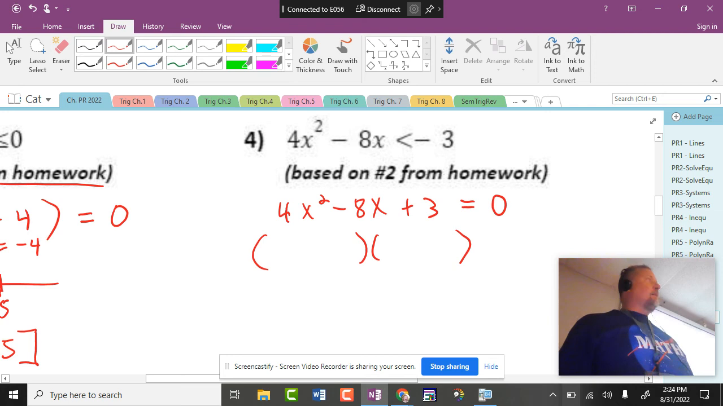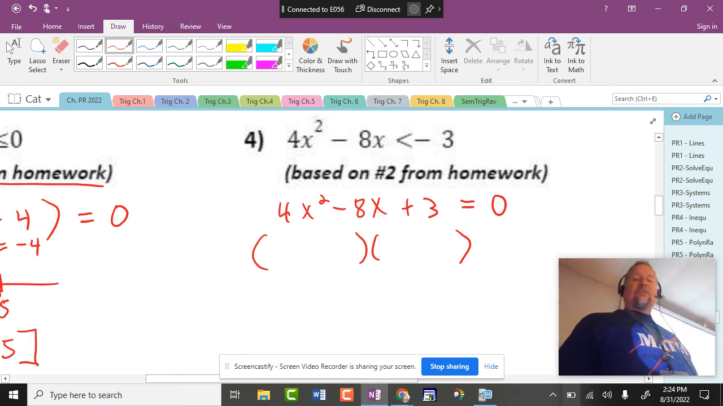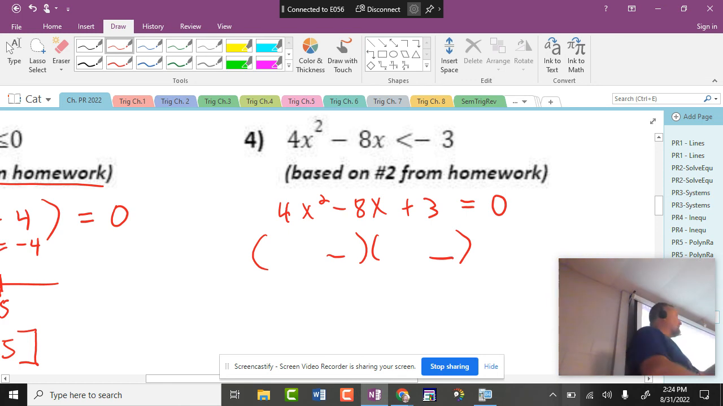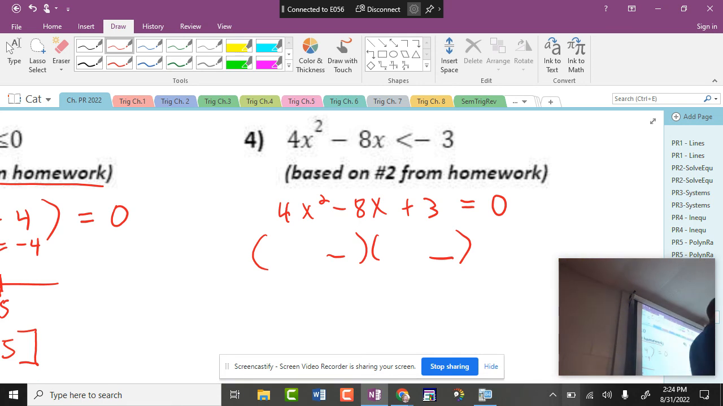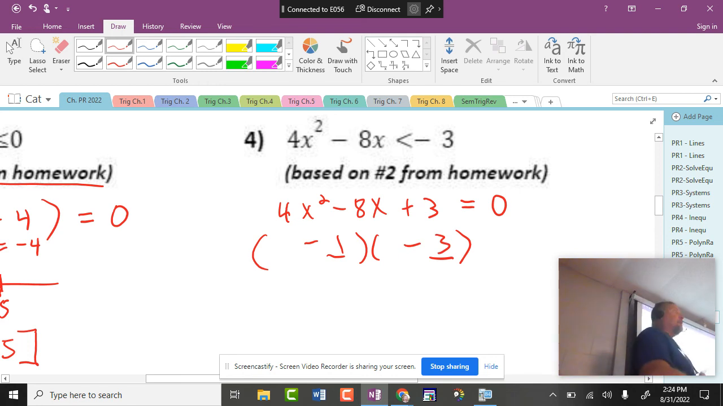Remember this yesterday? It was you. I asked you what equals 3. What times what? What times what equals 3? One times 3 equals 3. But then they both have to be what if we have a middle term that's negative? So right off the bat, I know it's minus 1, minus 3, no matter what. This is going to save me so much time.